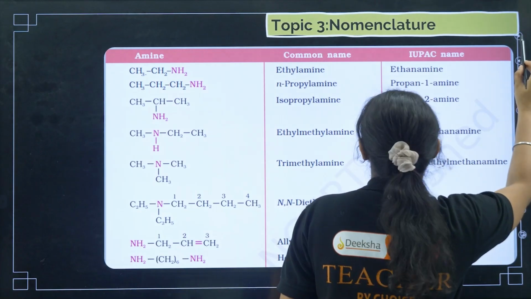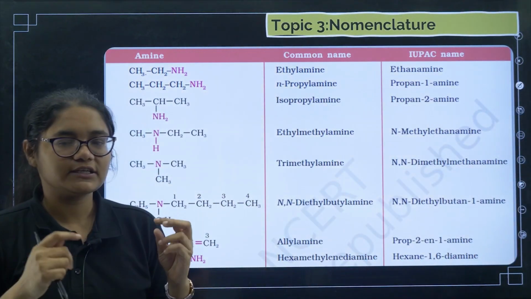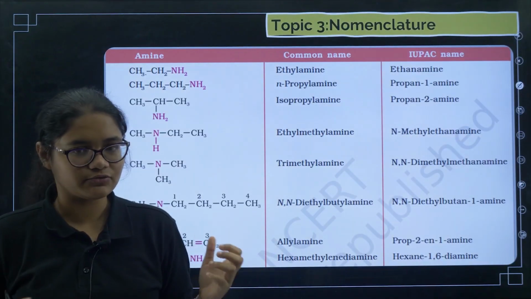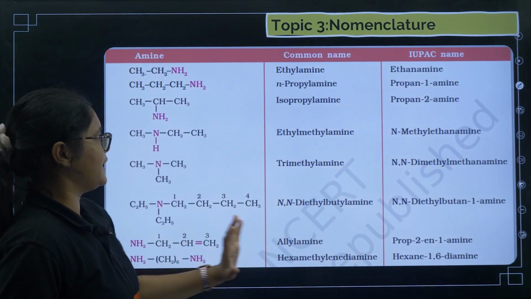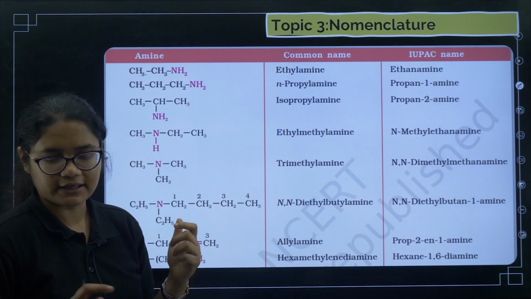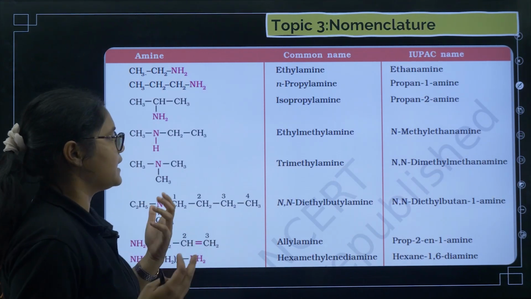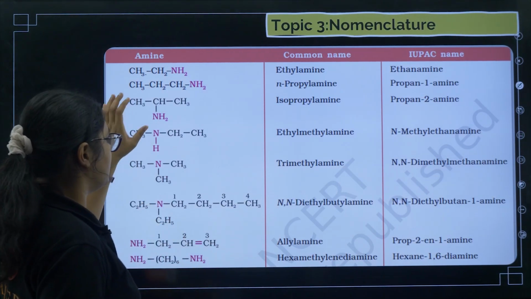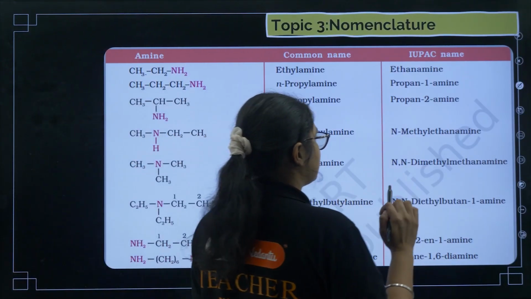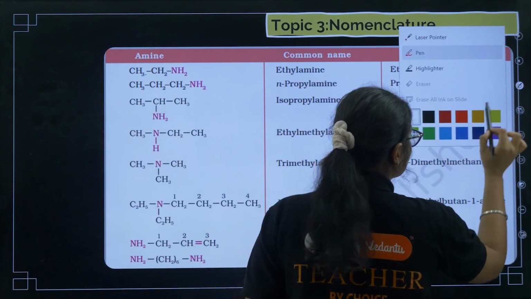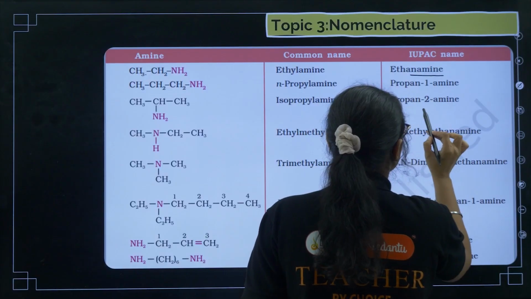We will see here nomenclature. Now, nomenclature is also a little bit different from the normal nomenclature that we do. See, the common name you can write easily, the ending should be amine, like ethyl amine, propyl amine, isopropyl amine. This is how primary amines are named. And how does the IUPAC name end? It is with ethanamine. Okay, so you have ethanamine.